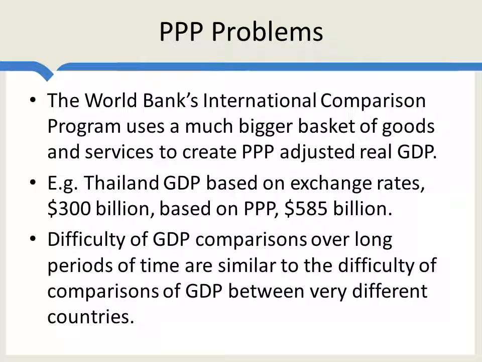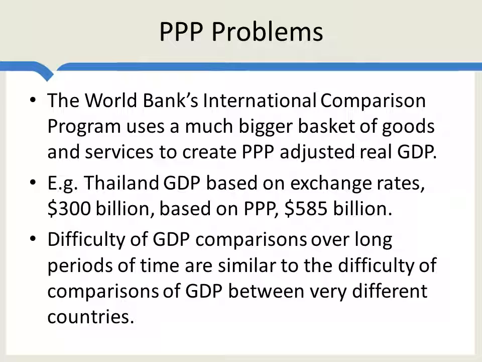Now, it's very difficult to make real GDP comparisons over long periods of time. This is because it's difficult to find a comparable basket of goods over periods of time. We consume a lot of goods today, like iPads, which simply weren't available 20 years, let alone 80 years ago. We also change our consumption patterns over time. So we consume a lot fewer horseshoes today than we did 100 years ago.